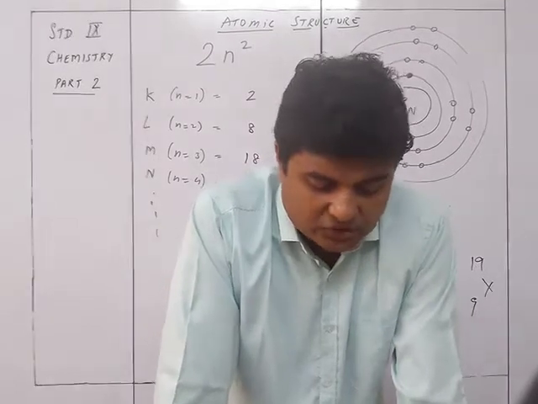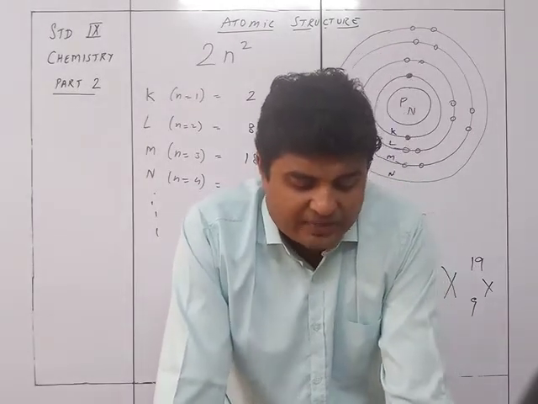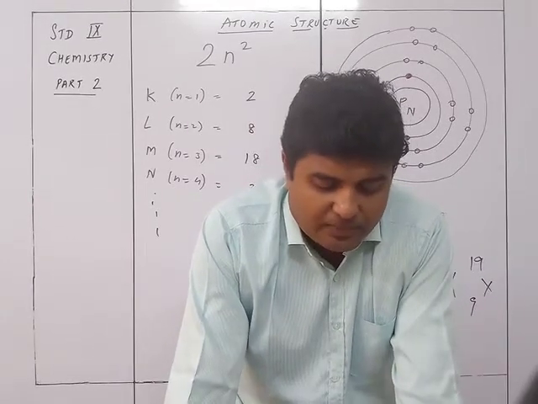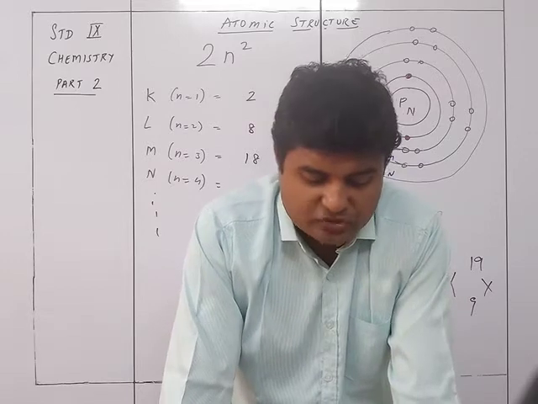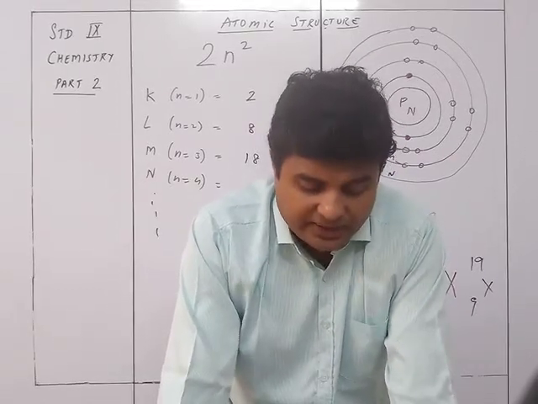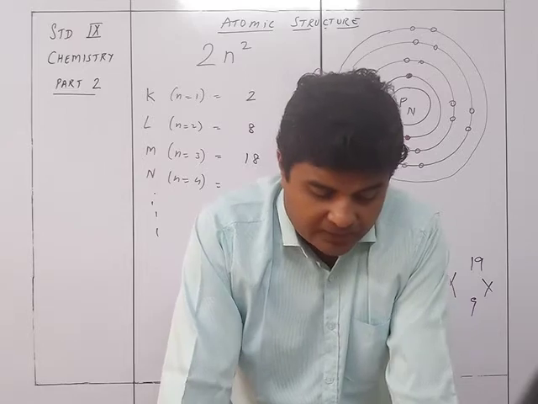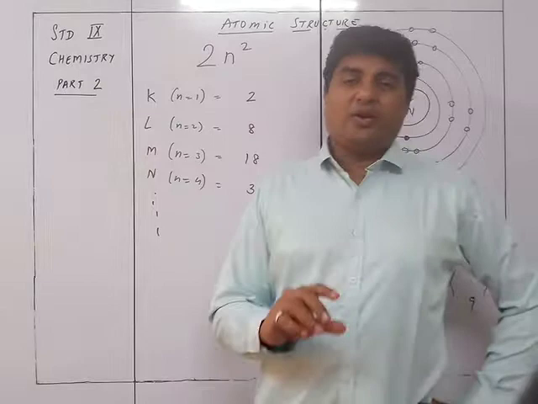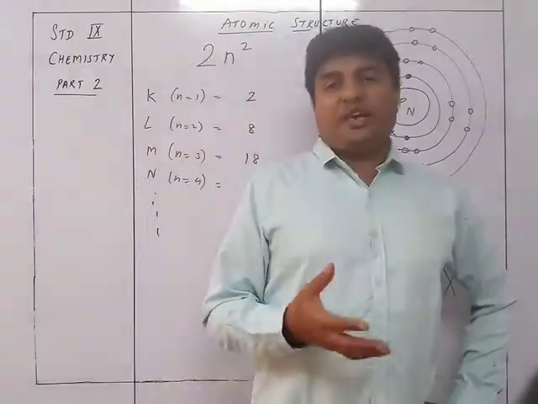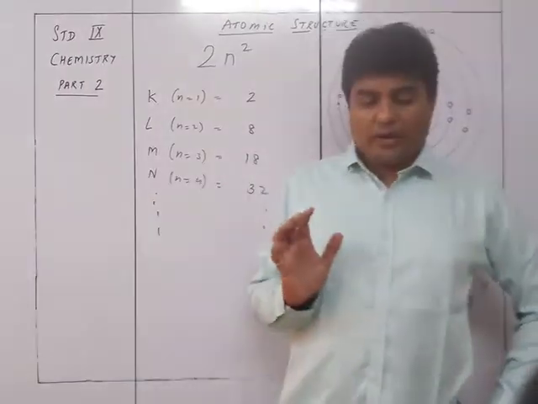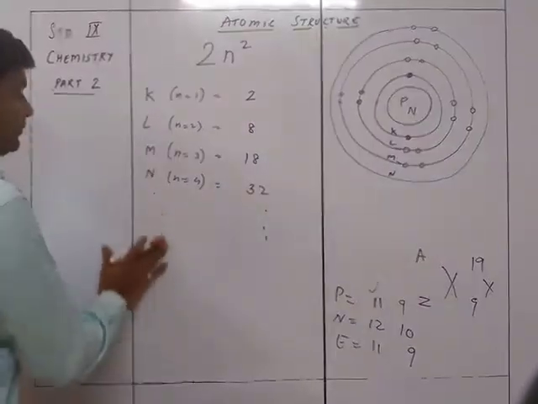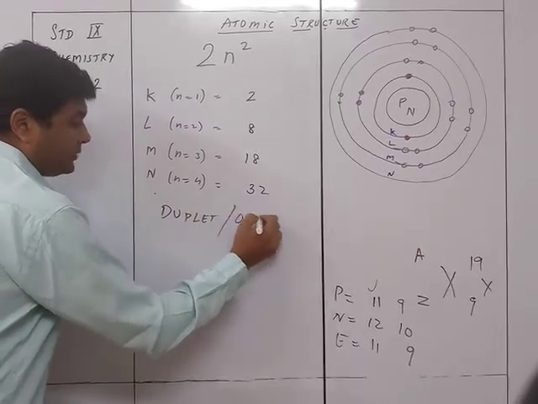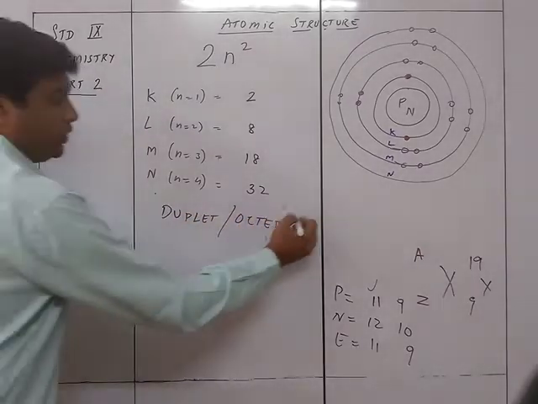The maximum number of electrons which can be present in any shell of an atom is given by the formula 2n square, where n is the number of the shell as counted from the nucleus. So K will have 2, L 8, M 18 and N 32. The second rule is about the electrons in the outermost shell. There is a rule for the outermost shell. What is the rule? That is called the Duplet or Octet rule.